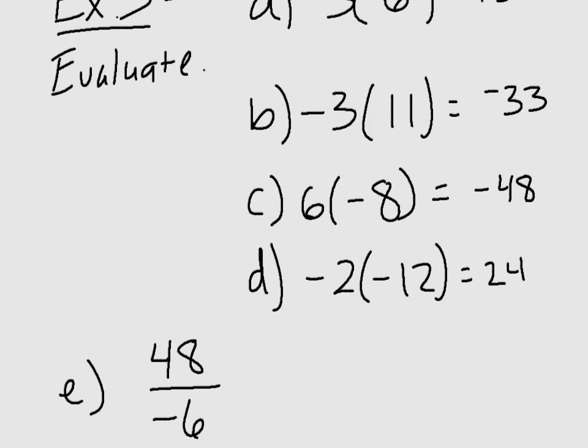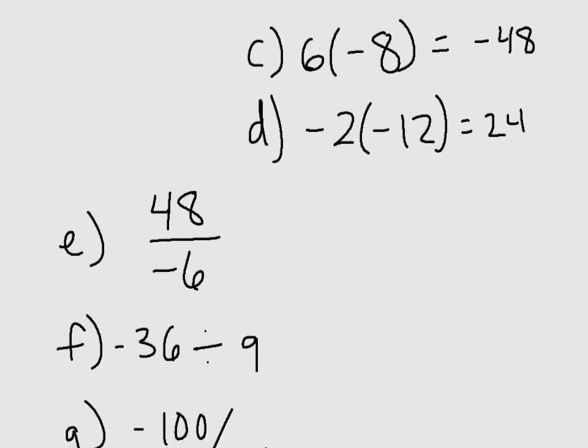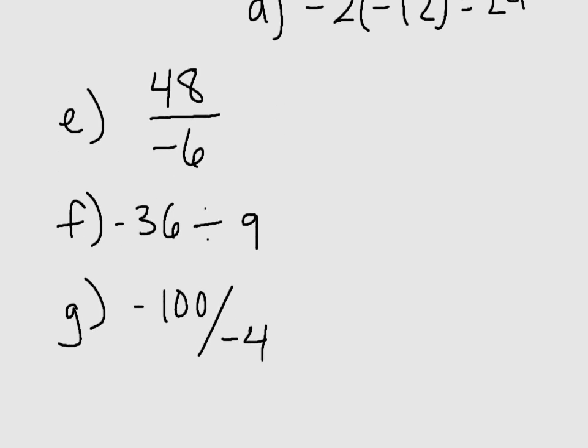Good. Okay. So remember, when you have 2 positives or 2 negatives, it always makes a positive. If you have one of each, it'll always be negative. Same thing with division. If I have 48 divided by negative 6, negative 8. Okay. And then negative 4. Negative 4 for negative 36 divided by 9. And then positive 25.